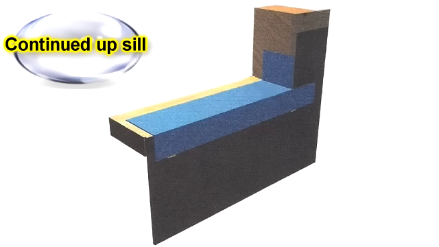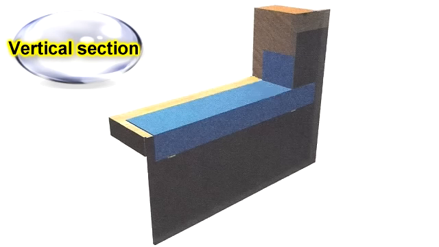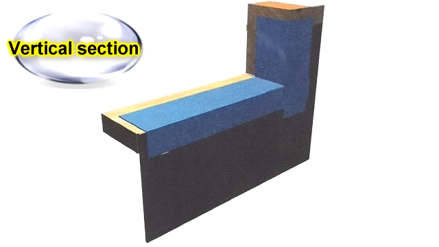Step 5. Install a waterproof membrane to the subsill continuous up the jamb of the rough framing. Step 6. Install a vertical section of waterproof membrane up the jamb of the rough framing.